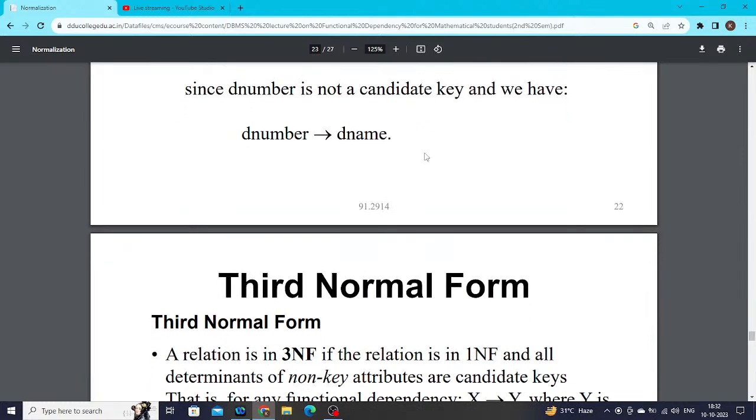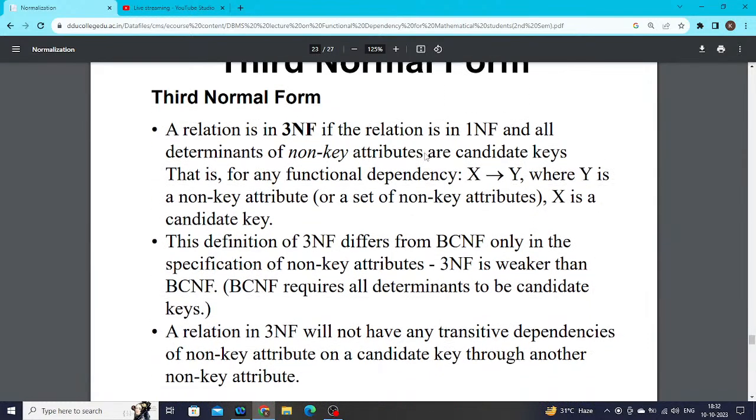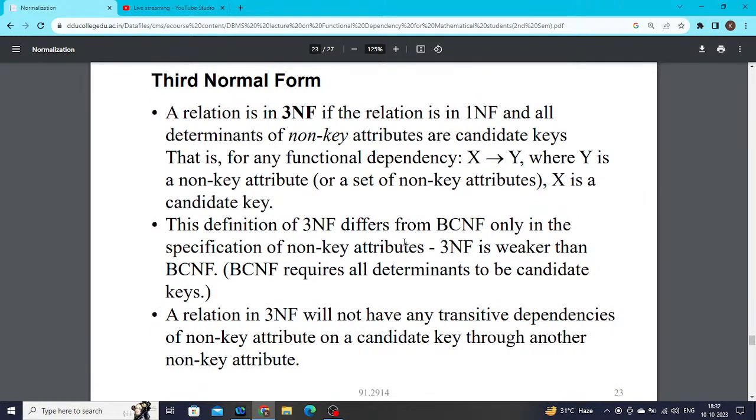Third normal form. A relation is in 3NF if it is in 1NF and all determinants of non-key attributes are candidate keys. That is, for any functional dependency X determines Y, where Y is a non-key attribute or a set of non-key attributes, X is a candidate key. This definition of 3NF differs from BCNF only in the specification of non-key attributes. 3NF is weaker than BCNF, since BCNF requires all determinants to be candidate keys. So a relation in 3NF will not have any transitive dependencies of non-key attributes on a candidate key through another non-key attribute.